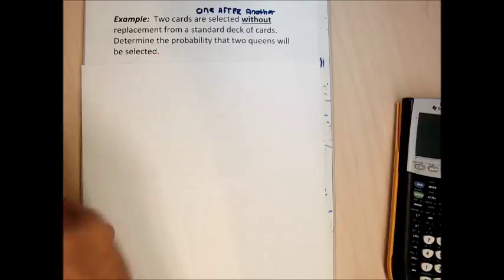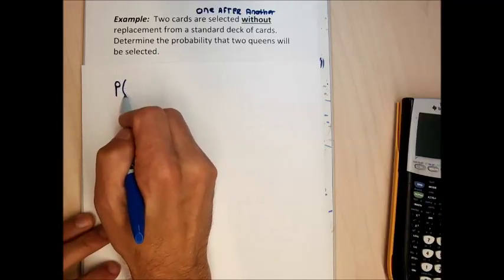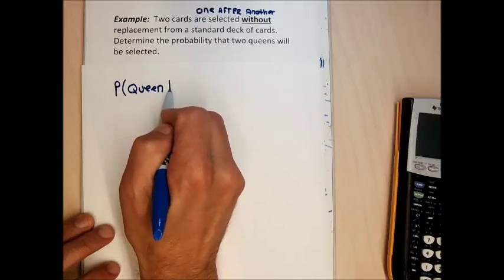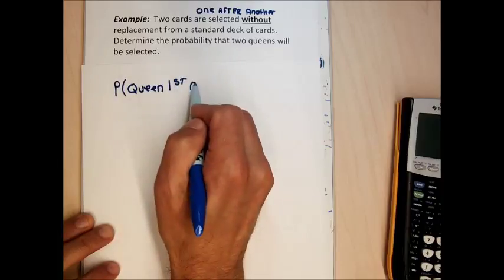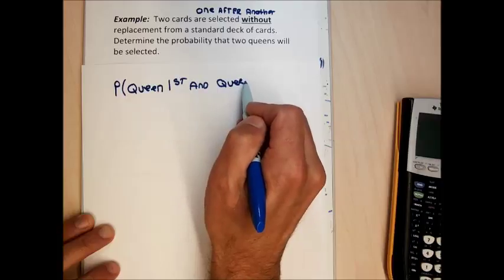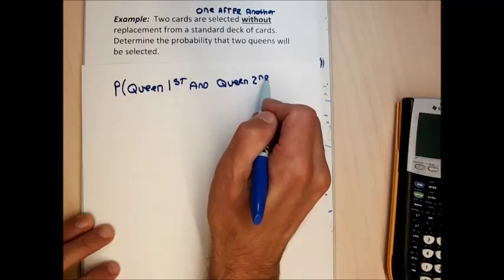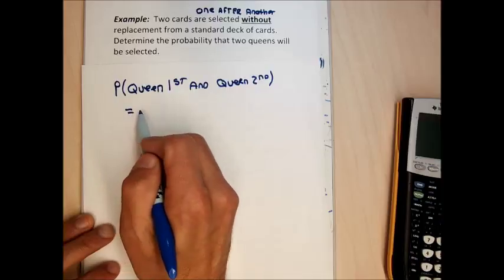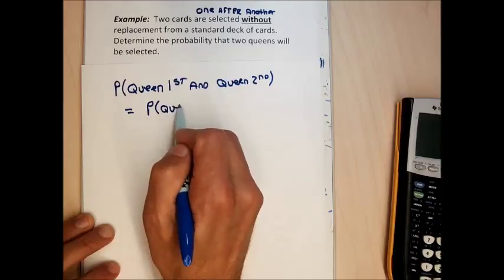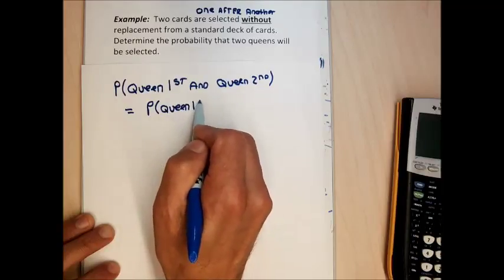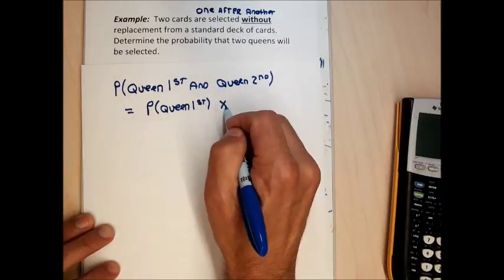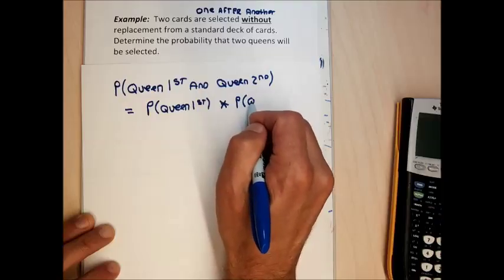So now I'm going to determine the same probability, the probability that 2 queens are selected, so that a queen is selected first and a queen is selected second. And the probability formula tells me that the probability of getting a queen on your first card, followed by a queen for your second card, can be computed by multiplying the probability that I get a queen on the first card times the probability that I get a queen on the second card.